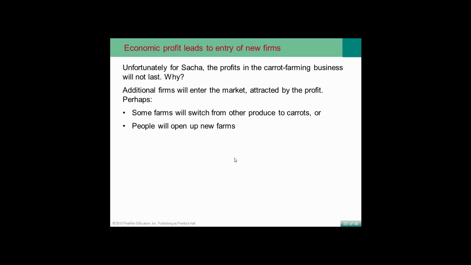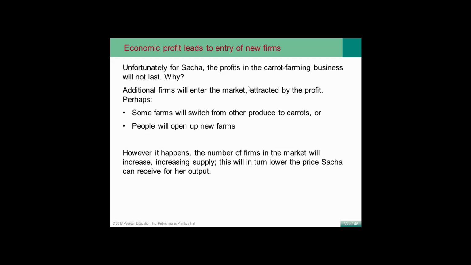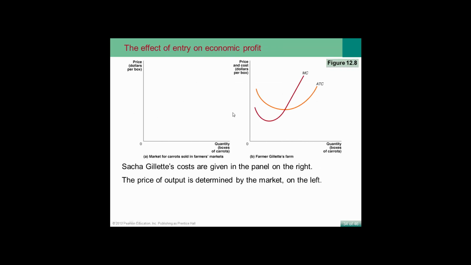Unfortunately for Sasha, the profit in the carrot business will not last. Why not? Because there's nothing to differentiate carrots, and she's a price taker. Additional farms will enter the market, attracted by profit. Some farms will switch from other produce to carrots if that's more profitable, and people will open up new farms. However it happens, the number of firms in the market will increase, increasing supply and in turn lowering the price Sasha can receive for her output.